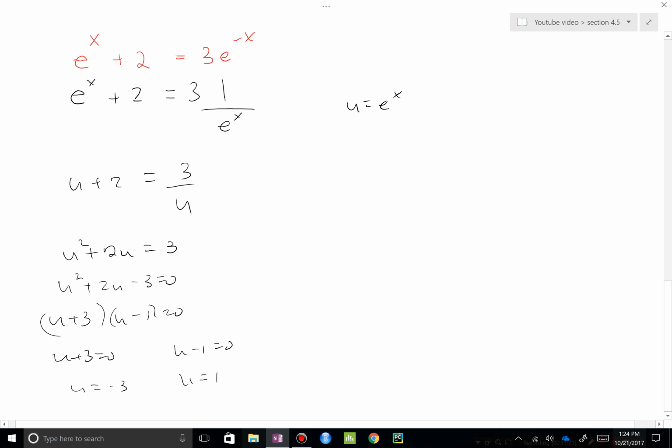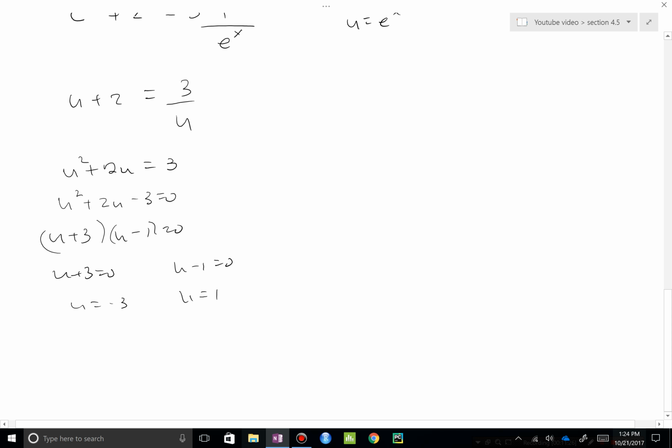And then you're saying to yourself, okay, we must be done. Well, not really, because u is actually e to the x. We're solving for x. U is just a dummy variable to help us solve. All right, so here we go.